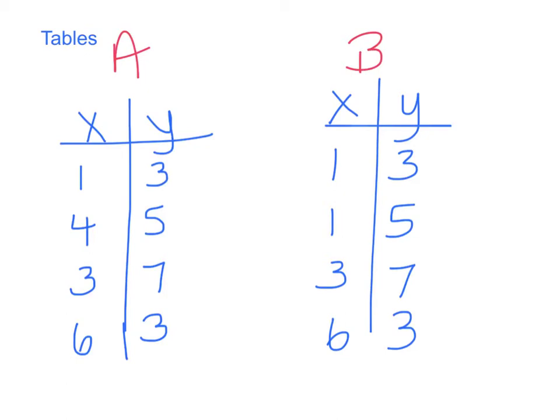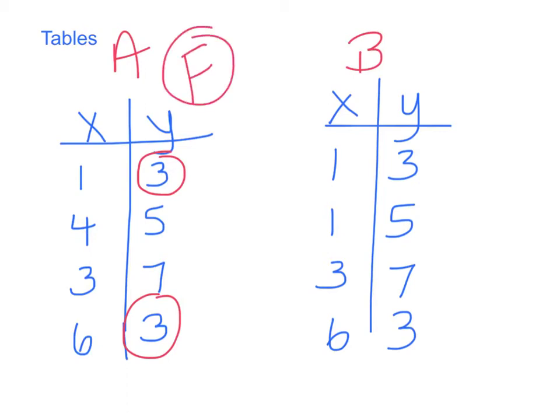So let's check the first table. There's 1 and 3. Check down, there's no other 1s. So 1 is unique. 4 and 5, no other 4s. 3 and 7, no other 3s. 6 and 3, no other 3s. Now, notice for a moment, if you will, that there are 2 3s in the y section. The y's don't determine if it's a function or not. So all we're doing is checking for unique x's. So far, table A passes the function test.